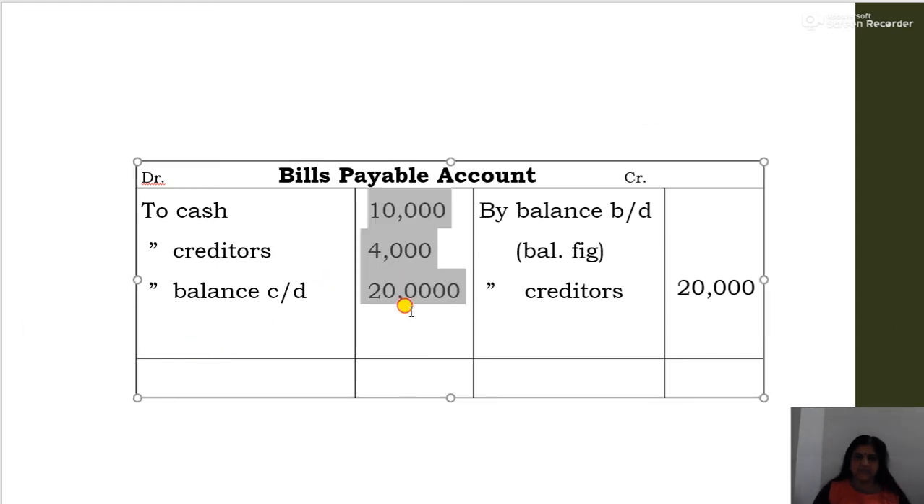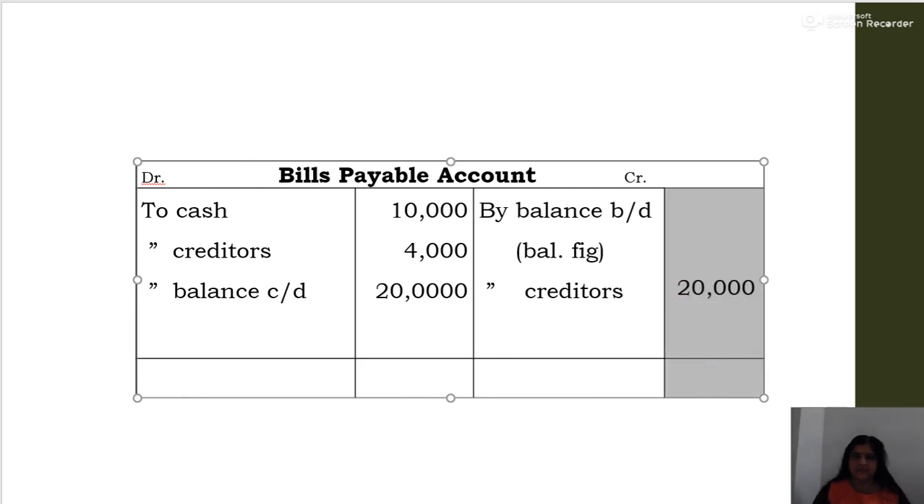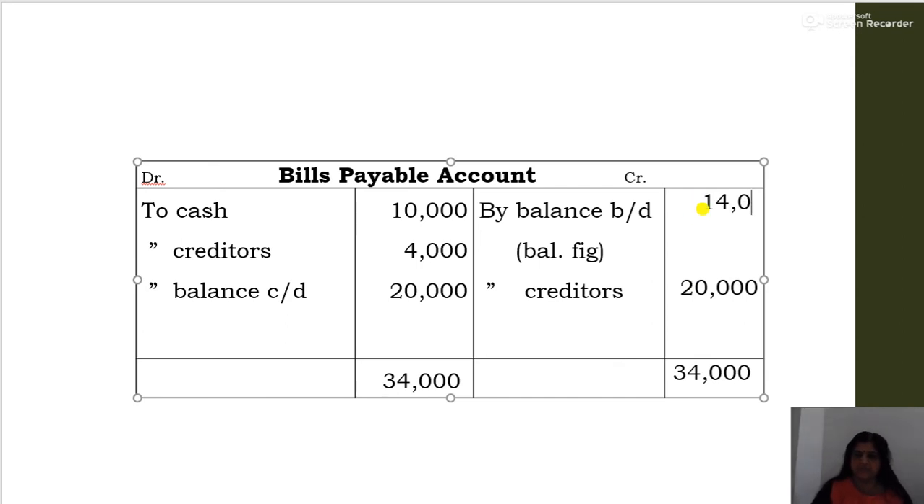So these were the informations given, and you have to compute what? So you have to compute the opening bills payable. Okay, so here the total will be 20,000 plus 10,000 plus 4,000, that is the total comes to 34,000. Now here also we will write 34,000. Then the opening balance will be, here the total is 34,000, and on the credit side there is only one amount, that is 20,000. So the opening balance will be 14,000. So the balance of bills payable account as on 1/1/2018 comes to 14,000.